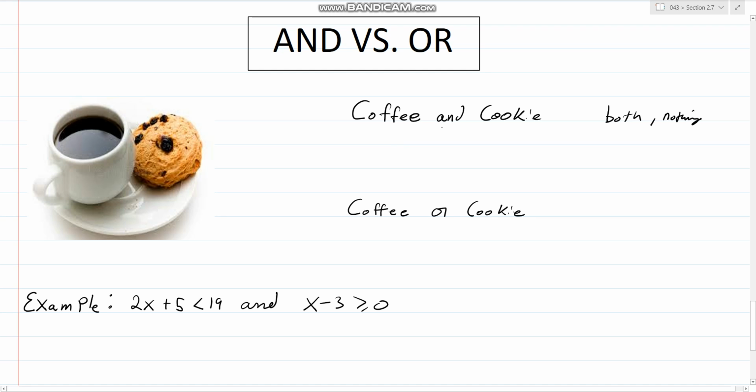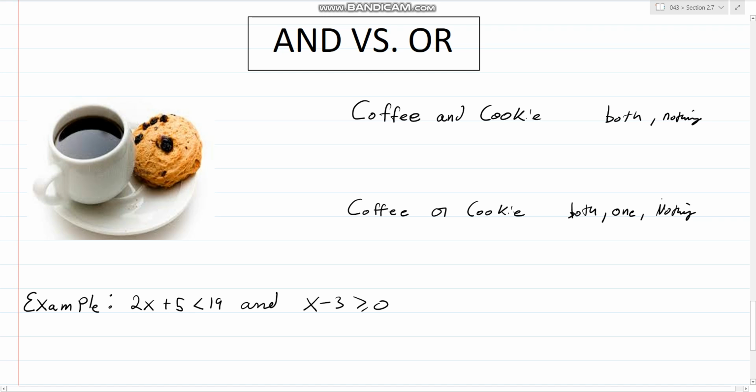I don't want anything, all right? However, or in mathematics, or in logic as well, is both, one, or nothing. So it can be both coffee or cookie. So if they have coffee or cookie, you can have both. You can have one, or you can have nothing if nothing fits what we're looking for.